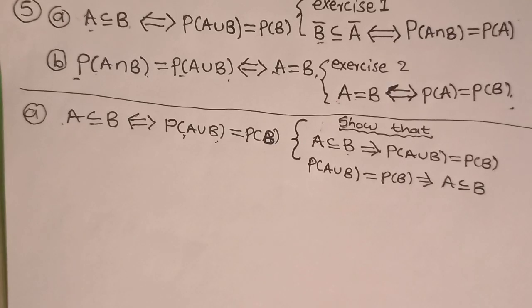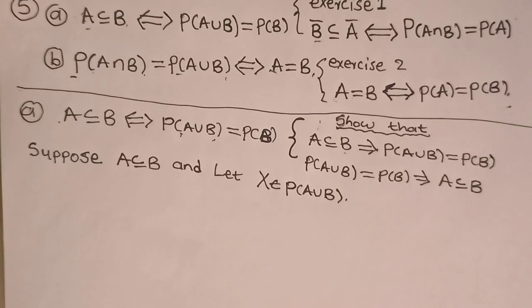In order to show that A is a subset of B if and only if the power set of A union B is the same as the power set of B, we first have to show if A is a subset of B, then the power set of A union B is the same as the power set of B, and also if the power set of A union B is the same as the power set of B, A is a subset of B. So the proof goes this way.